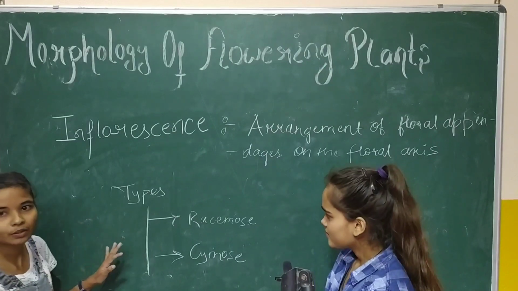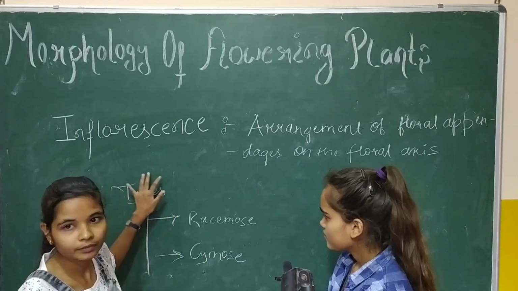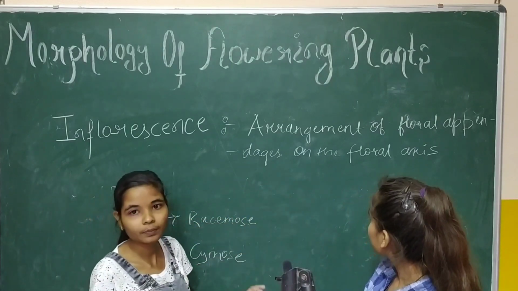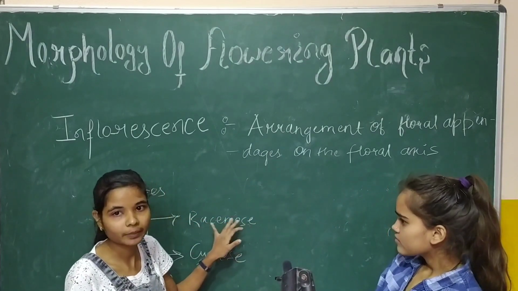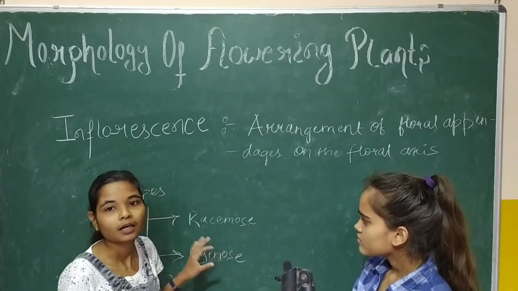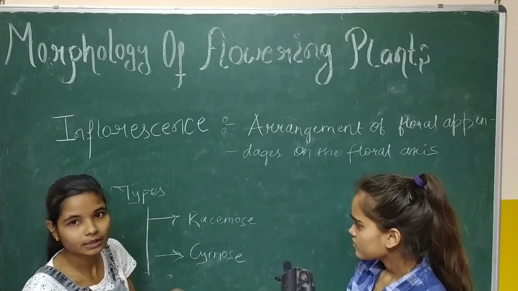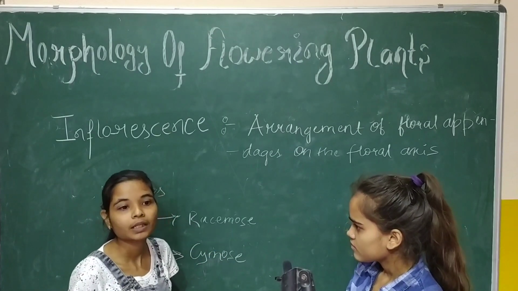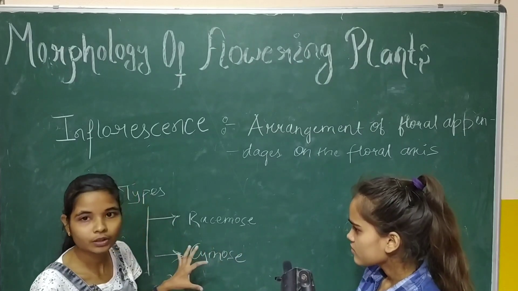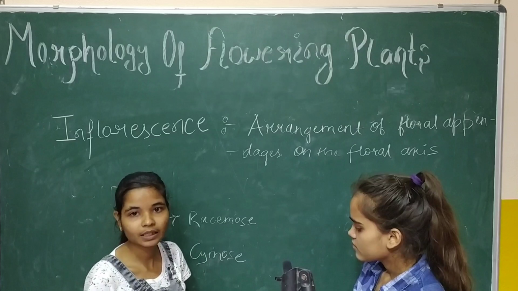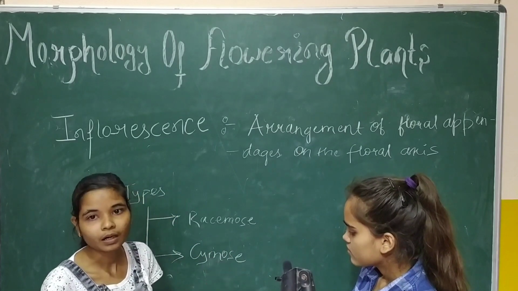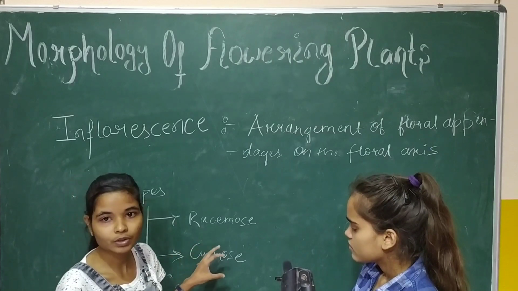Before moving to the parts of the flower, let us learn about one of the most important topics, that is the inflorescence. The arrangement of floral appendages on the floral axis or the main axis is known as inflorescence. As Sneha has told us that flowers are modified stems, how does the stem modify to a flower? The apical meristem changes to floral meristem. The internodes stop elongating and the axis gets condensed. And we will see that instead of leaves, different floral parts are produced on the nodes.